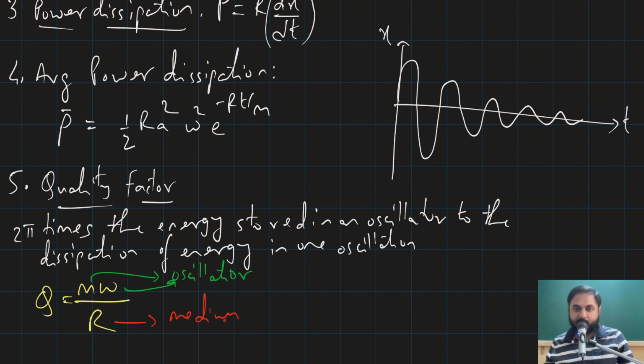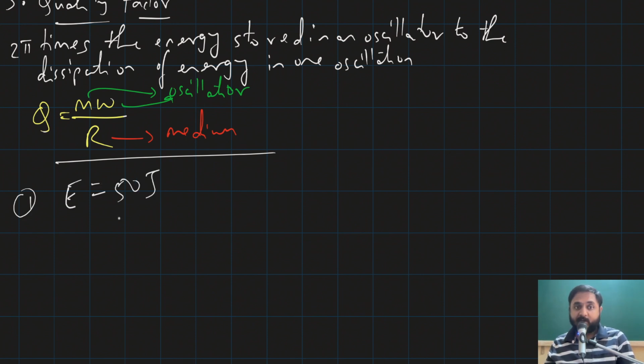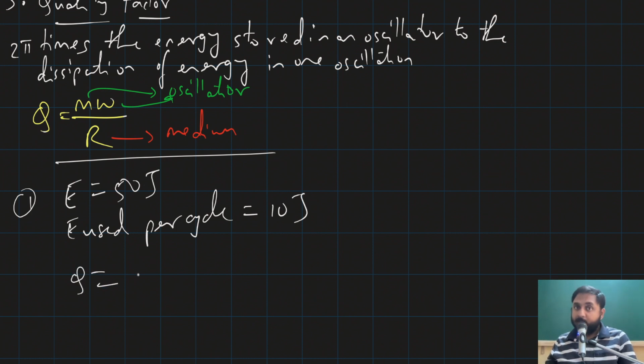Let me give you a quick example, just so that you get an idea of what this quality factor is. Let's take two cases. The first case is the energy stored in an oscillator is 50 joules, and the energy dissipated per cycle, or per oscillation, suppose it is 10 joules. What will be the quality factor? Quality factor formula is 2 pi times energy stored, that is 50, divided by energy lost per cycle. This will become 10 pi.